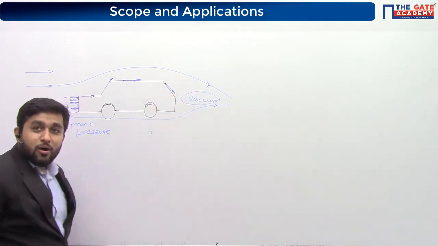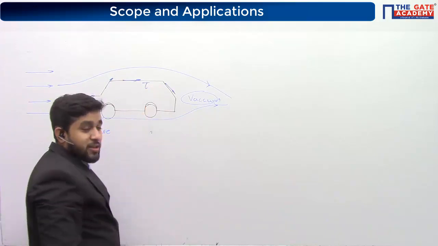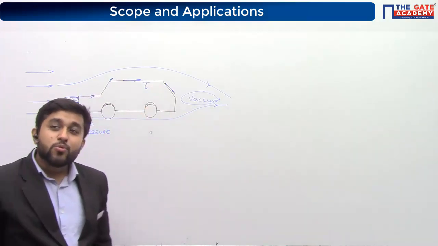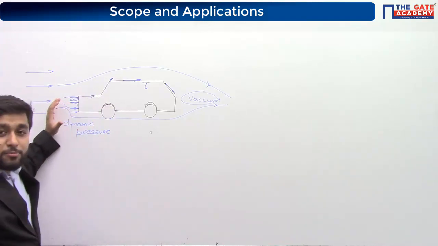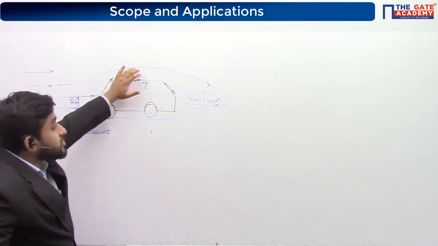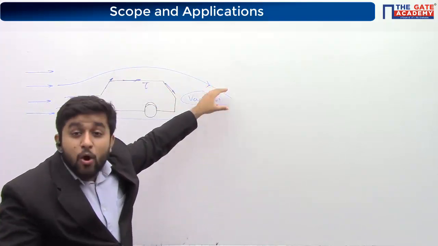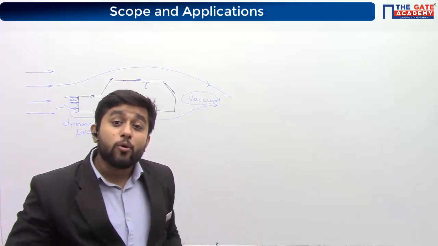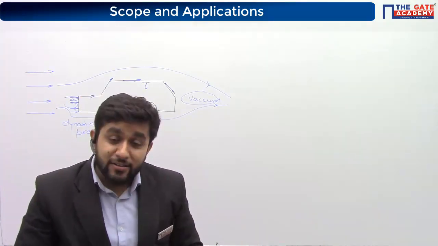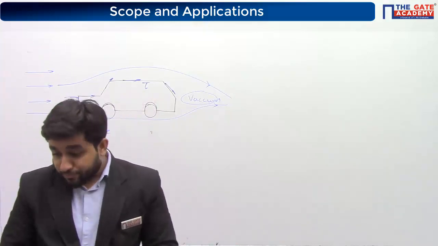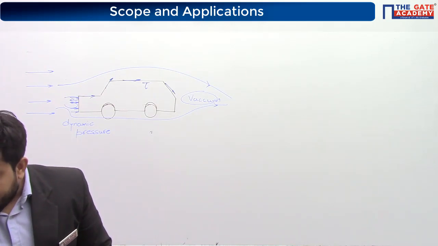So how do you represent friction force per unit area? By shear stress. Now this shear stress is also going to oppose the motion of the car. So what we have is, we have some dynamic pressure at the front, we have some viscous stress on the surface of the car, and then we have some vacuum. All these forces are going to oppose the motion of the body, and this opposition is known as drag. This is known as what? Drag.